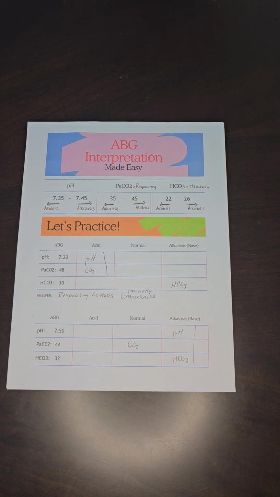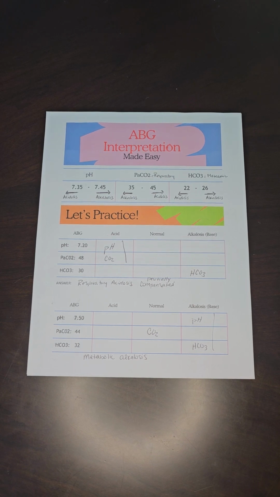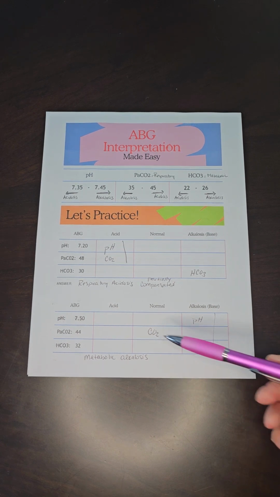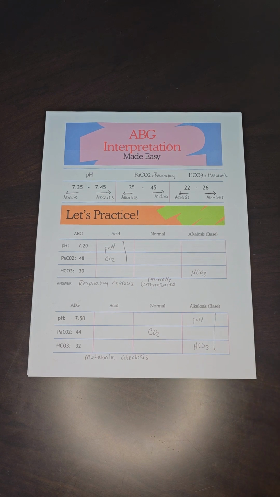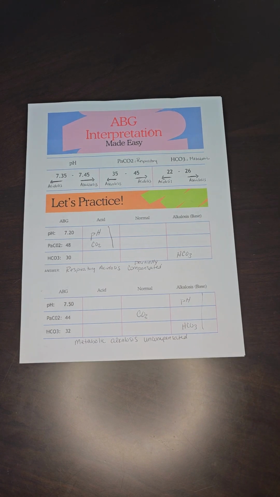So what do we have? We have metabolic alkalosis. Now, is this going to be considered compensated or uncompensated? Let's take a look at our CO2. Our CO2 is normal, which means it's not doing any type of compensation whatsoever. So it's normal. It hasn't started to help out our pH yet. So this is going to be uncompensated. Answer for this problem is metabolic alkalosis uncompensated.